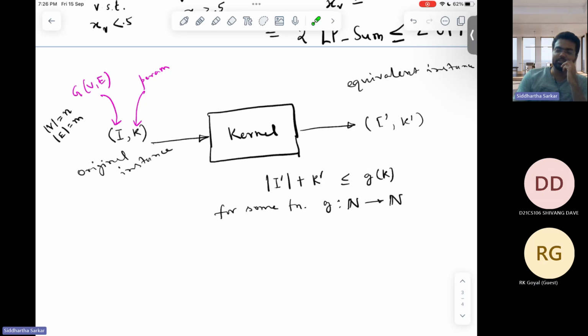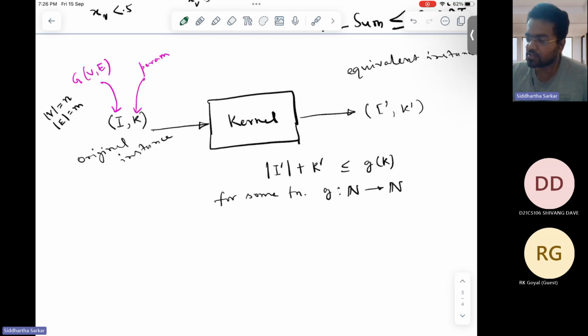But as we'll see an example now, a small, simple kernel for vertex cover, then probably you will be in a position to compare the two things on your own. So let's look at a small simple kernel for vertex cover. It is nothing but, as I said, a set of reduction rules. So you apply the reduction rules on the problem instance.